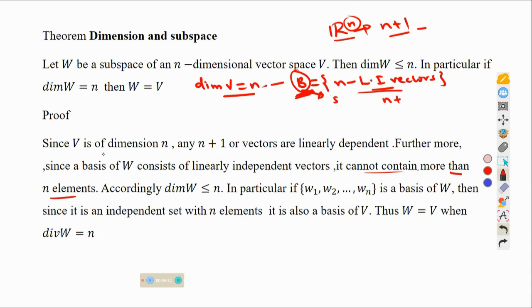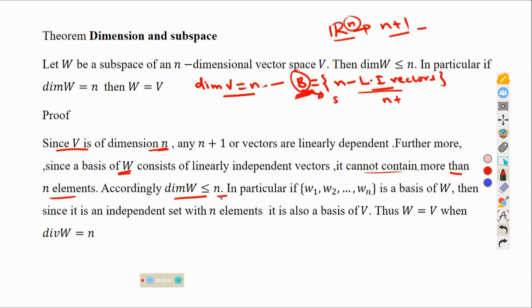So if the dimension of V is n, then the elements in the basis cannot exceed n, because it is only n linearly independent vectors that will be in W. It can be n or less, but it cannot be greater than n. So we are saying it cannot contain more than n elements, and accordingly, that's why we can say dimension of W is less or equal to n.